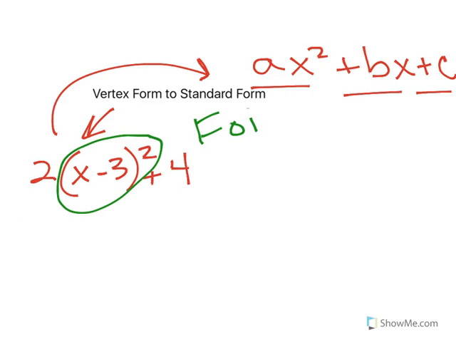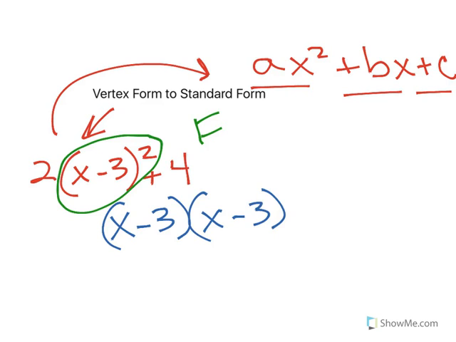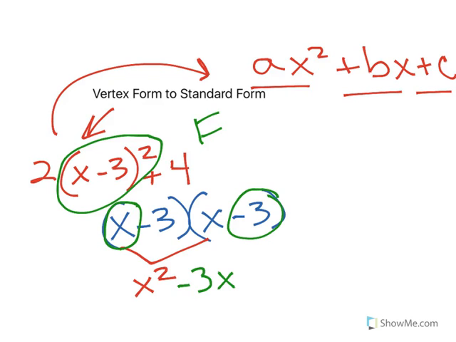I'm going to pull out the x minus 3 squared. So x minus 3 and x minus 3. We're going to pull those out and we're going to FOIL them. So we do the first, x times x is x squared. Then we do the outer, so we multiply the outers together, which is minus 3x. Then we do the inner numbers. We multiply those together. They're going to give us negative 3x again. And then we do the last term. Negative 3 times negative 3 is going to give you a positive 9. Okay, that's what I have so far.